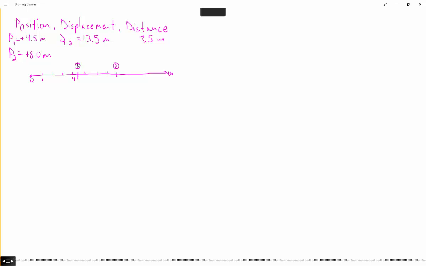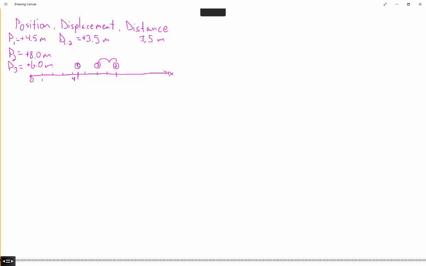But now let's move it again. So let's move it back. We'll go back 1, 2. So we end up here at 3. Position 3 would be, that's 5, 6, so it would be in the positive 6.0 meters, because again, position just measures from here to where it is.